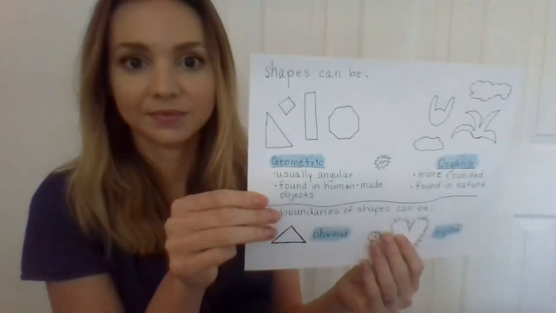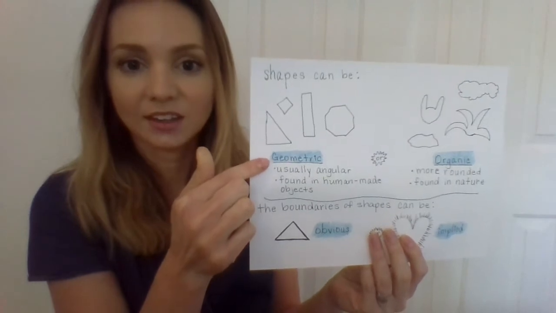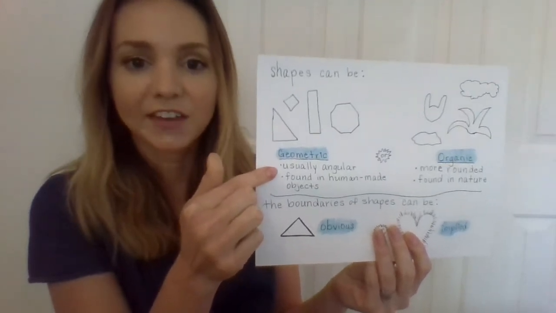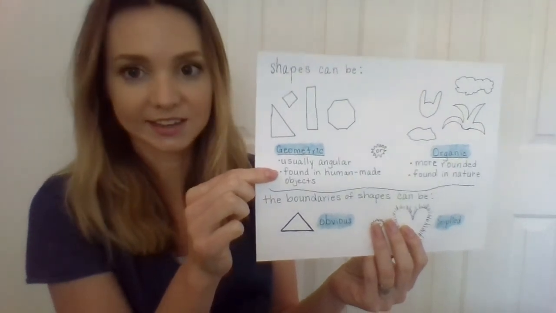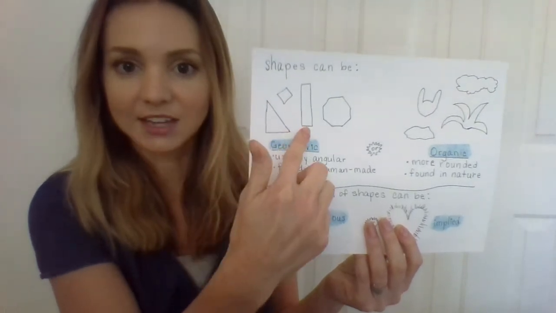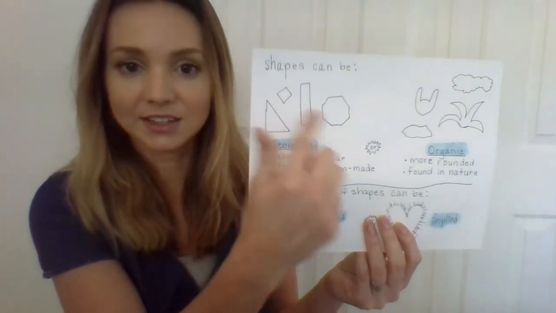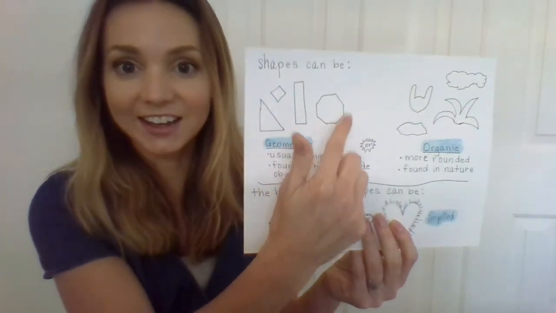Now we're going to talk about different kinds of shapes. Some shapes can be geometric, meaning that they have angles, and they're usually found in man-made things, like this triangle, a rectangle, a diamond, or an octagon. Notice how the octagon has 8 sides.